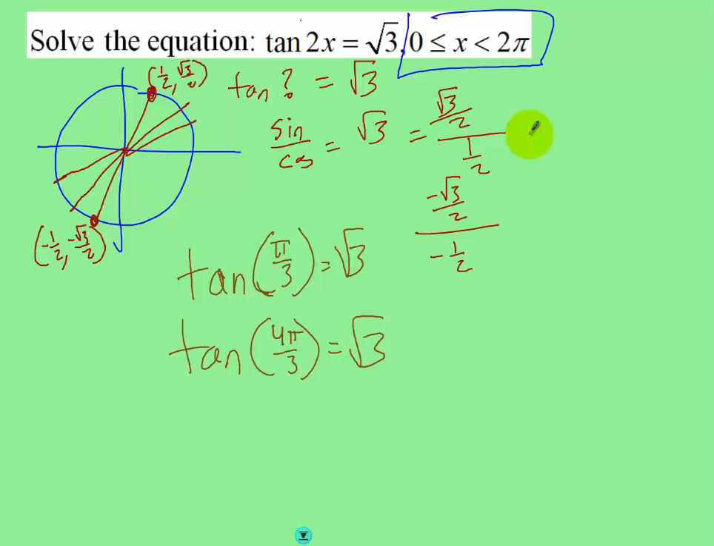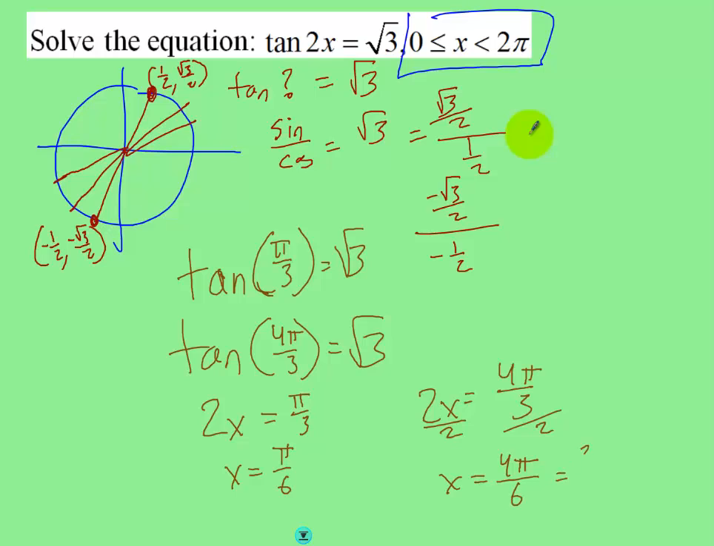So in this case, our 2x is going to equal pi over 3, and your 2x equals 4 pi over 3. Now that means you divide by 2 on both sides, your x is going to be pi over 6, and divide by 2 on both sides, your x is going to be 4 pi over 6, which is 2 pi over 3.